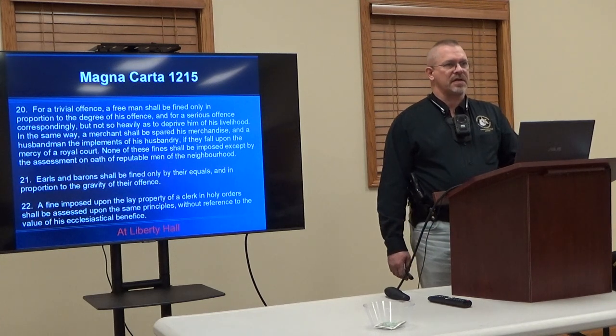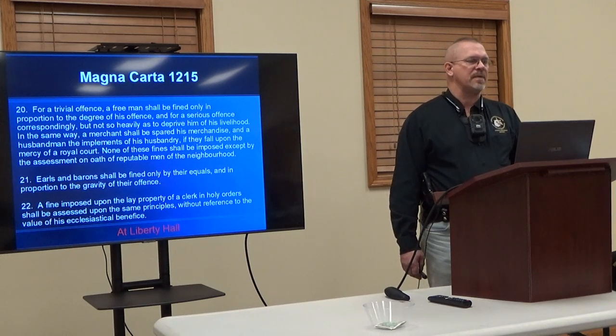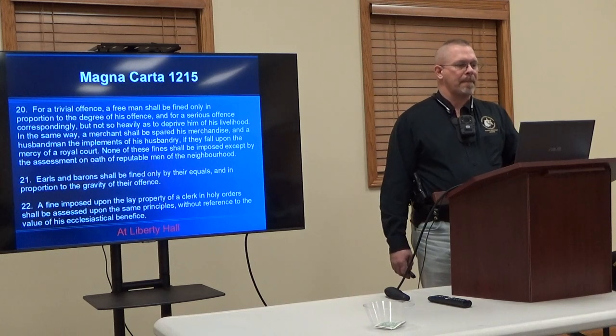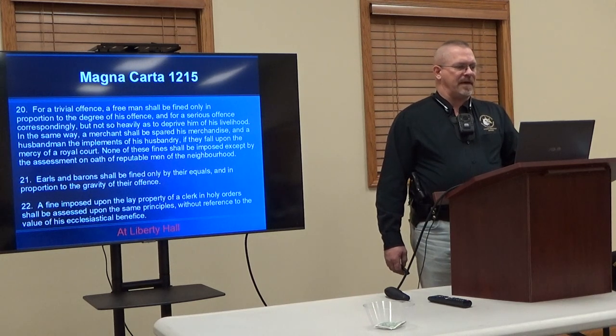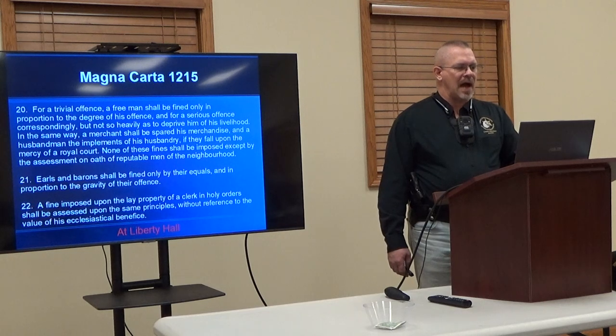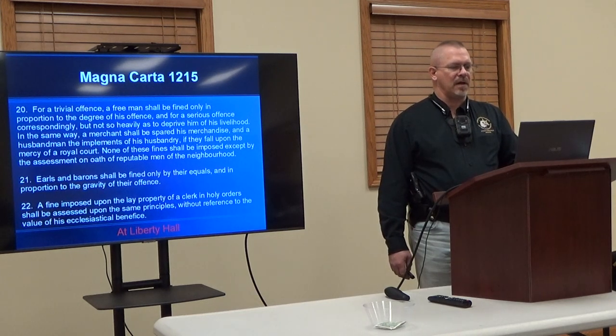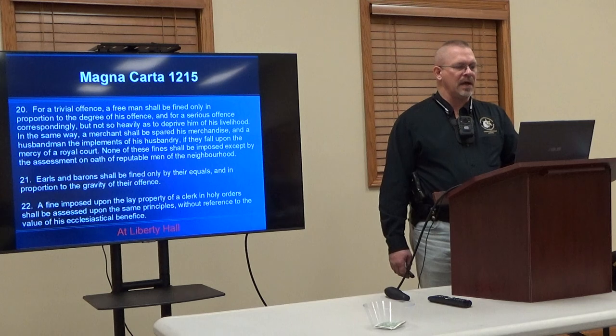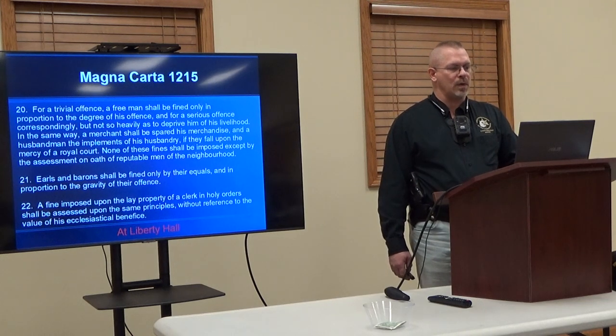Again, we start to see that the punishment should fit the crime. And for a serious offense, correspondingly, but not so heavily as to deprive him of his livelihood. In the same way, a merchant shall be spared his merchandise, and a husbandman the implements of his husbandry, if they fall upon the mercy of a royal court. None of these fines shall be imposed except by the assessment on oath of reputable men of the neighborhood.